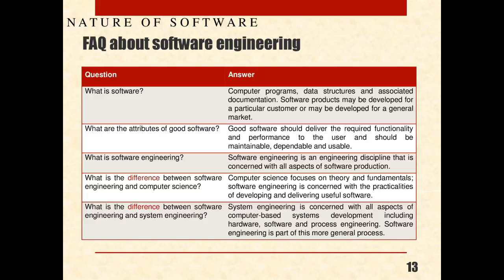Question number five. What is the difference between software engineering and system engineering? Answer. System engineering is concerned with all aspects of computer-based systems development, including hardware, software, and process engineering. Software engineering is a part of this more general process.